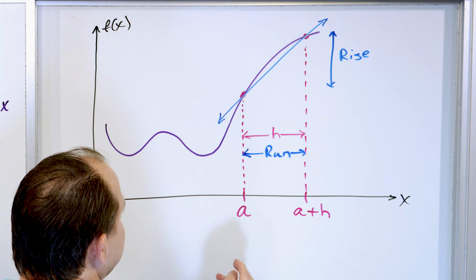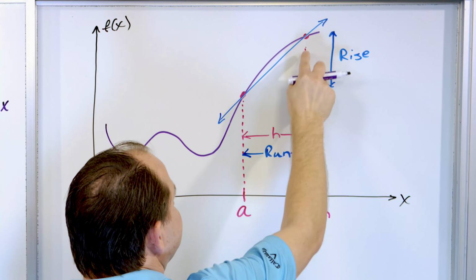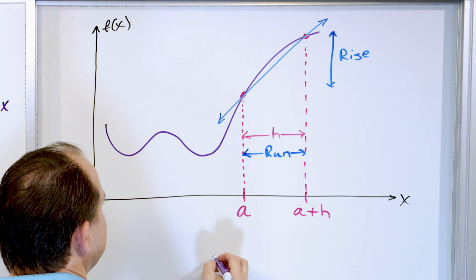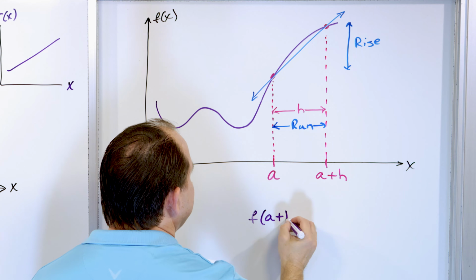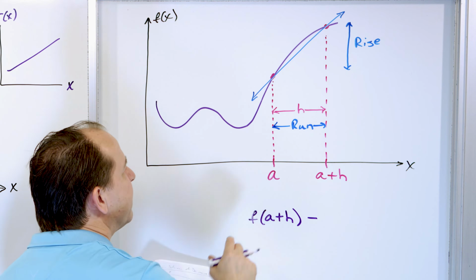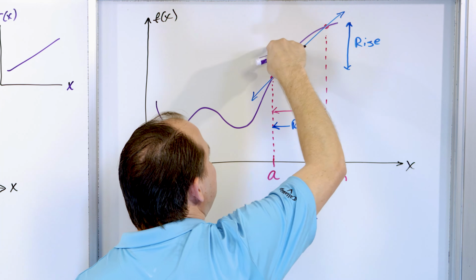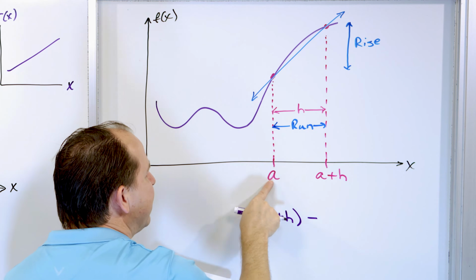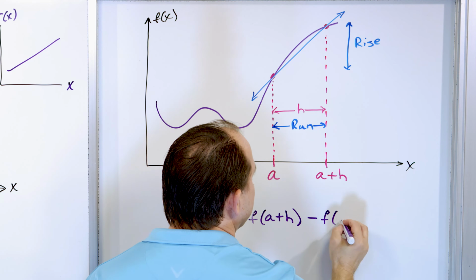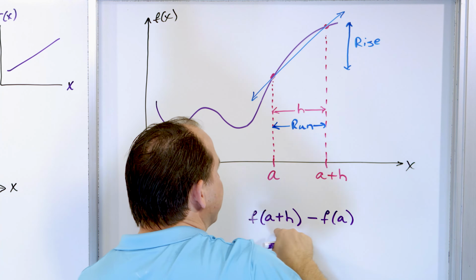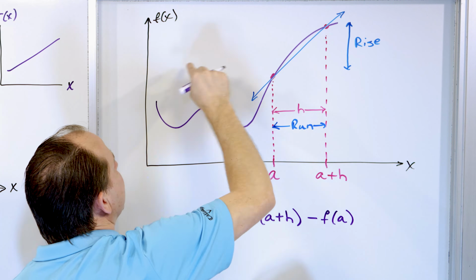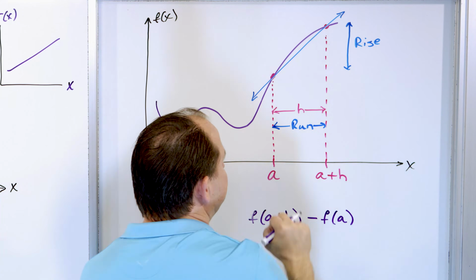So what would be the rise? Well, I would evaluate the function at a plus h right here. So I would say f evaluated at a plus h. But then I would have to subtract the output value at this part, which would be f of a. So subtracting these is the rise, right? Because the function gives you the output here and the output here, and when you subtract them, it gives you the rise.